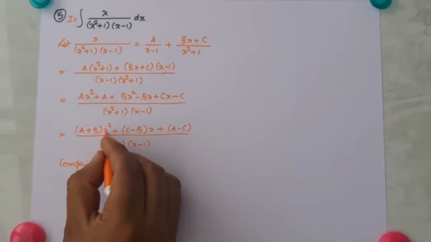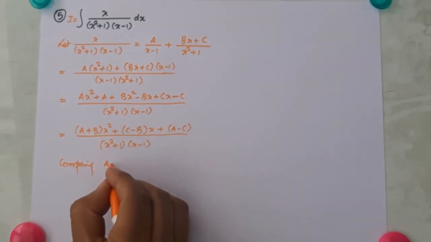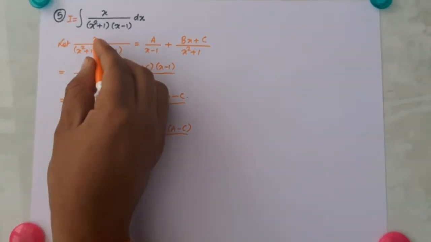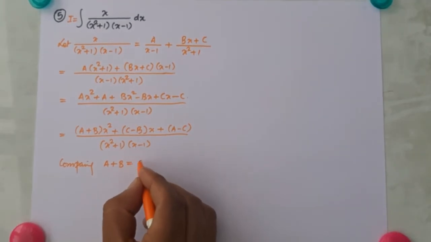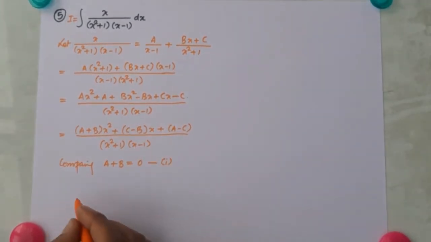So comparing, what is the coefficient of x square? It is a plus b. And do we have x square? No. So that's why we'll write it as 0. Call this equation 1.